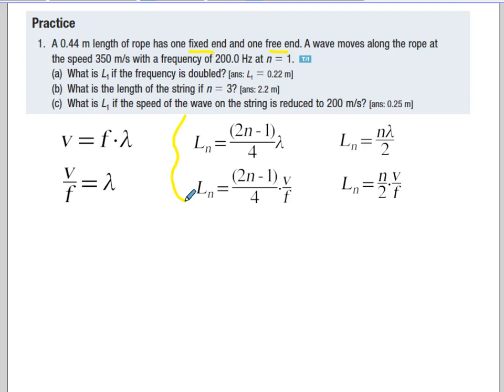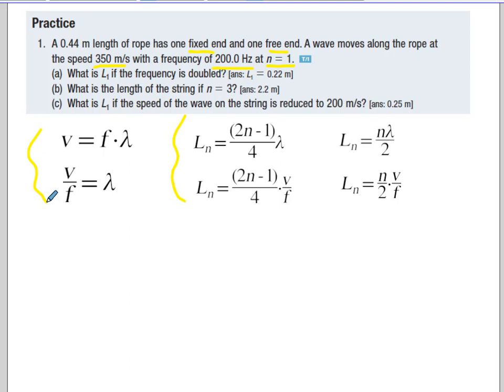A wave moves along the rope at a speed of 350 meters per second with a frequency of 200 hertz and n equals 1. Okay, so we would also potentially need these expressions right here. So what is L1 if the frequency is doubled?